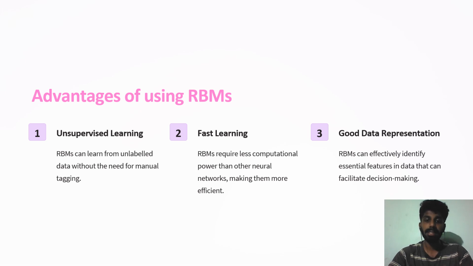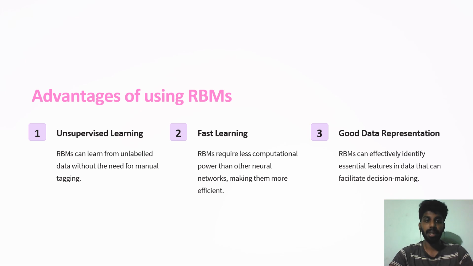Then second one, fast learning. RBMs require less computational power than other neural networks, making them more efficient. These RBMs need less computational power compared to the other neural networks. The third one is good data representation. RBMs can effectively identify essential features in data that can facilitate decision making. So these RBMs are also good in decision making.